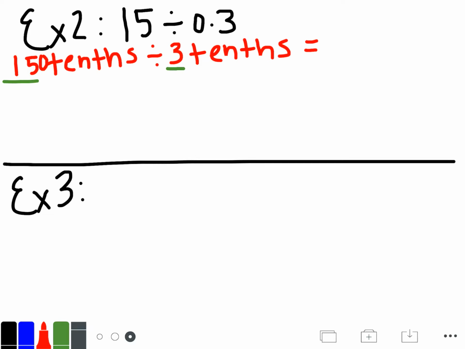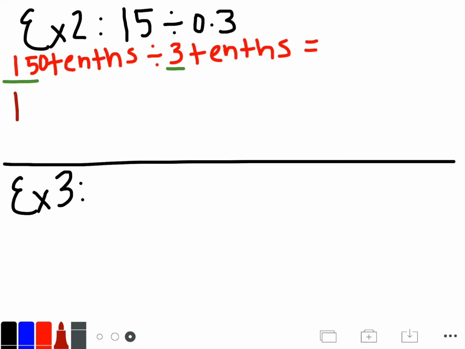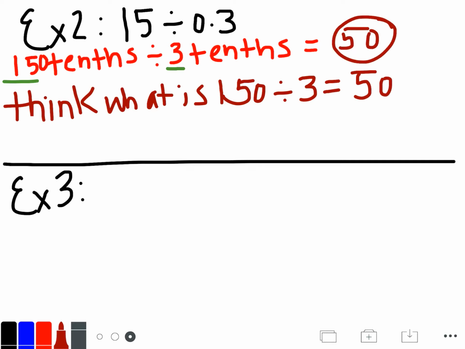If you think about 150 divided by 3, it's the same thing, but we're working with tenths. We're still going to have the same amount of groups. So 150 divided by 3 is 50. So I'm going to have 50 groups of 3 tenths. That gets me 150 tenths, or 15 wholes.